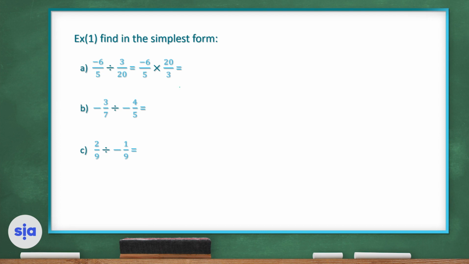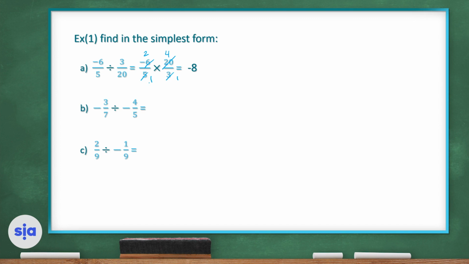If you simplify this, it will be 6 divided by 3, it's 2. 3 divided by 3, it's 1. 20 divided by 5, it's 4. 5 divided by 5 is 1. So it's negative 8 over 1. So the result is negative 8.